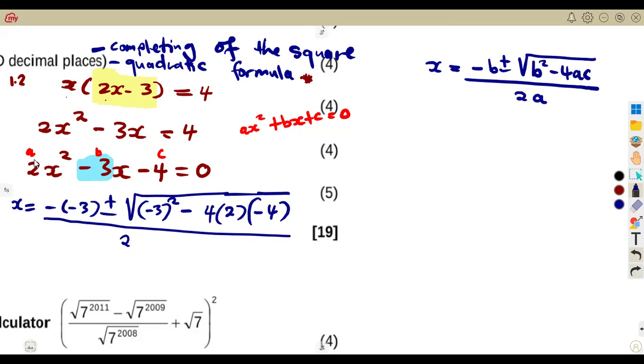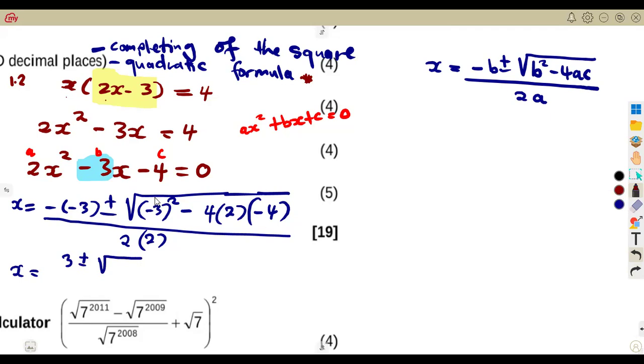Our a there is 2, so that's 2 times 2. And I told you guys, whenever you are working out your quadratic equations using the formula, just try to simplify these numbers that are under the square root. We know that a minus and a minus is going to give us a plus, so this is going to give us a positive 3, then plus or minus the square root of.